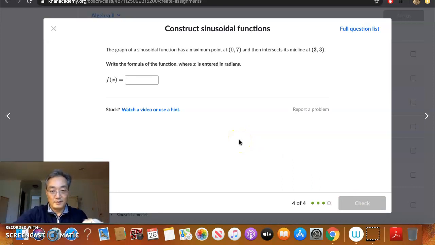Okay, here we have a problem that tells us the graph goes from the maximum point and then intersects the midline at 3, 3. So it starts at the max on the y-axis, because the y-axis always has 0 for the x-coordinate. So this function starts on the y-axis at the max and then goes down to the midline. So we know, therefore, that this has to be cosine, right? Cosine starts at the max or the min and then goes to the midline. So this is cosine.